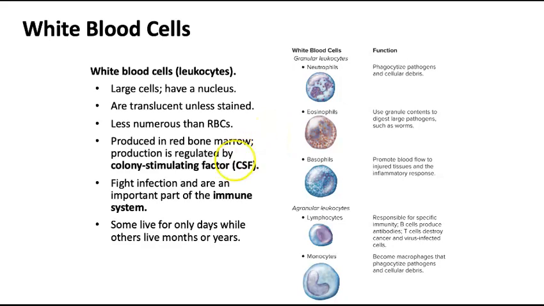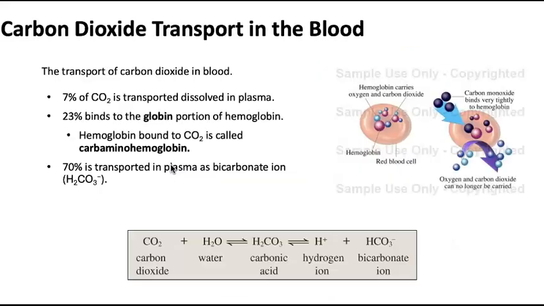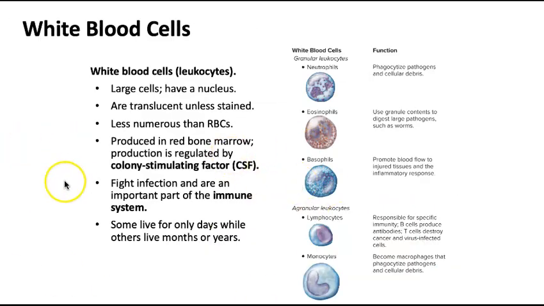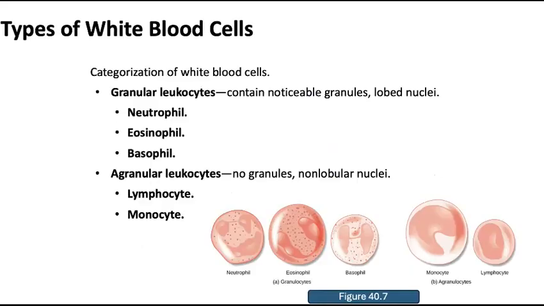Their production is regulated by a colony stimulating factor, and so that is what is secreted. When we look at this graph over here, the factor stimulates these stem cells over here. Their job is to fight infection, and they'll be an important part of our immune system. You'll see this when we discuss the immune system in class. And some are going to live only a few days, while others are going to live months or years.